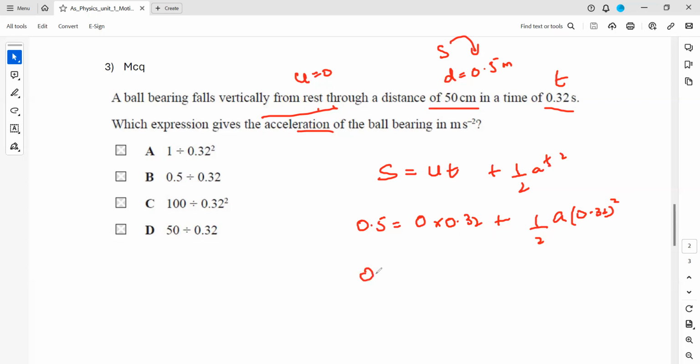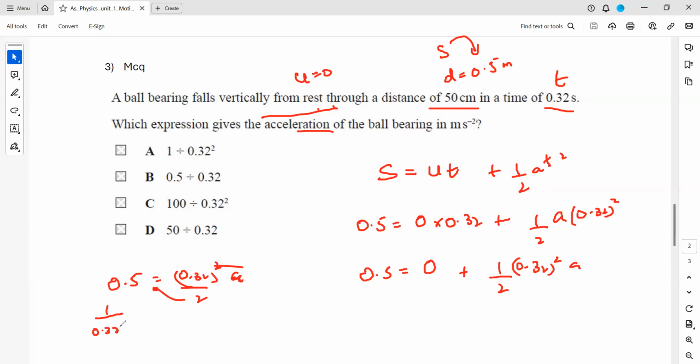When we simplify, this is 0.5. This whole term will be 0. This will be half times 0.32 squared times a. When we further simplify, 0.5 equals 0.32 squared divided by 2 times a. If we need a, the 2 will be multiplied. So 0.5 multiplied by 2 makes 1, divided by 0.32 squared. This will give us the acceleration of this object. So that's why A should be the right answer. Is it clear?